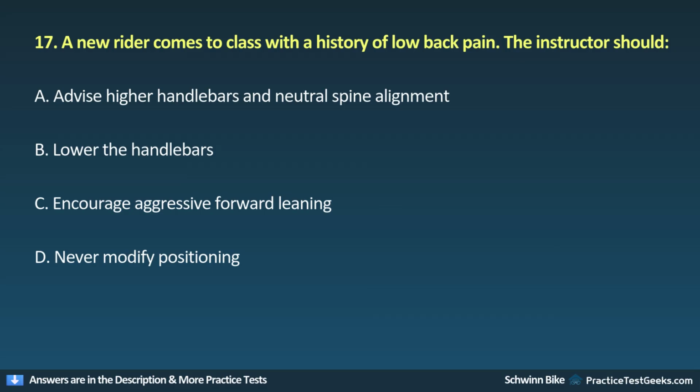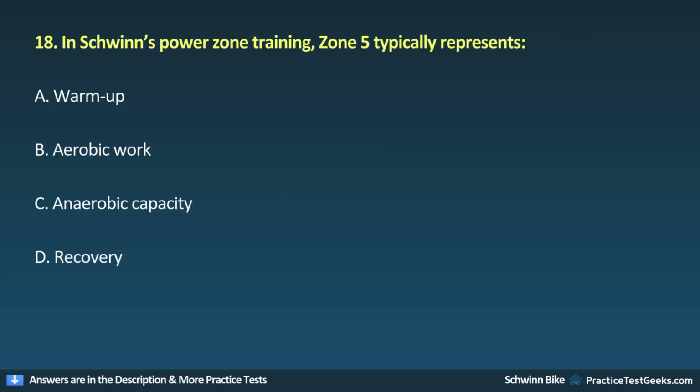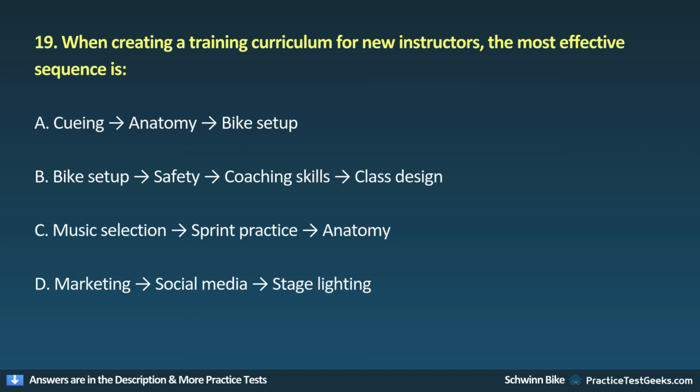Encourage aggressive forward leaning. D. Never modify positioning. 18. In Schwinn's Power Zone training, Zone 5 typically represents A. Warm-up, B. Aerobic work, C. Anaerobic capacity, D. Recovery.